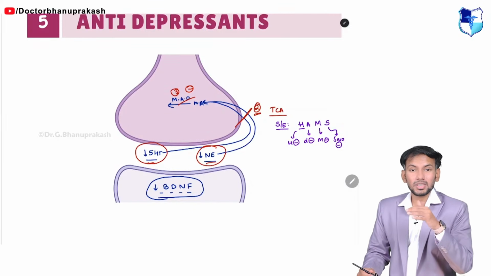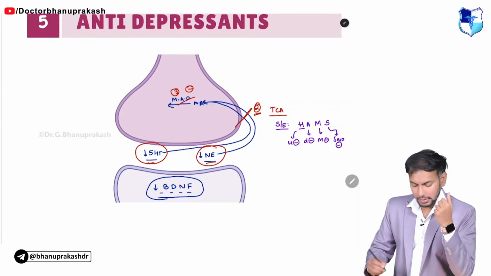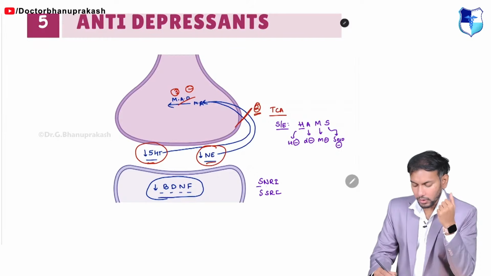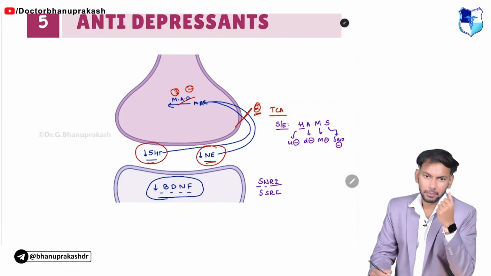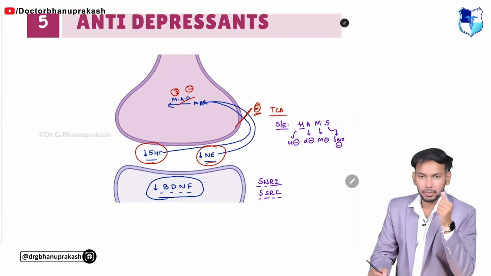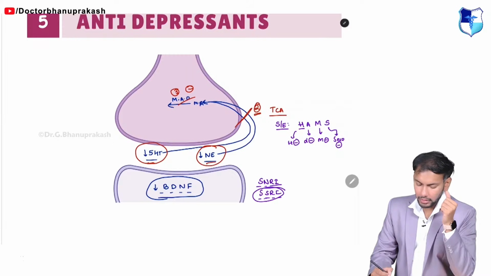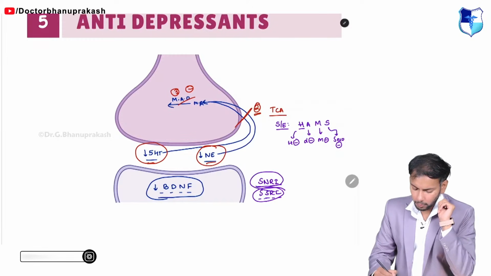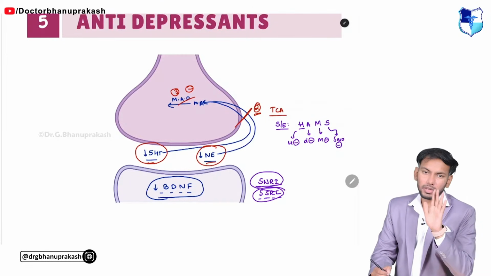So, because of this, we are using some new drugs. These are known as SNRI and SSRI. SNRI means serotonin norepinephrine reuptake inhibitor. SSRI means selective serotonin reuptake inhibitor. This one is only blocking the serotonin reuptake. This one is blocking both serotonin and norepinephrine reuptake.